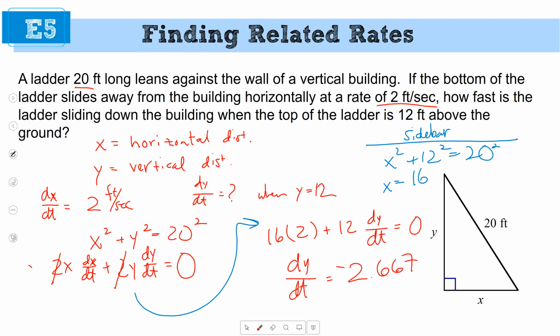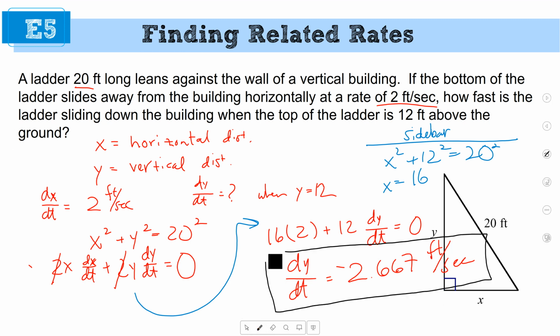It's negative. It's a reasonable rate compared to what we started with. If you got like 426, you're probably falling way too fast. And notice that you're falling faster than the bottom of the ladder is sliding out, which is fairly disturbing. What are my units? Feet per second. Beautiful. Feet per second. Done. Okay. Think you can do that? You will with some practice.